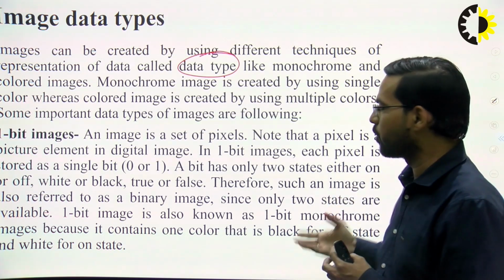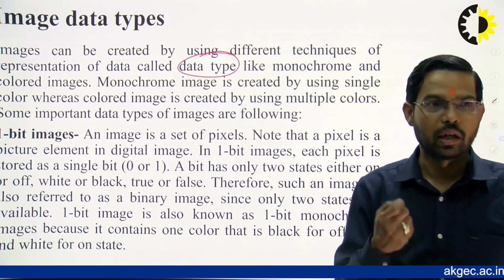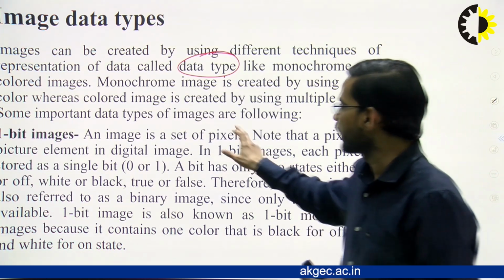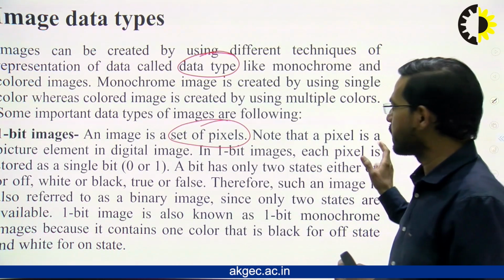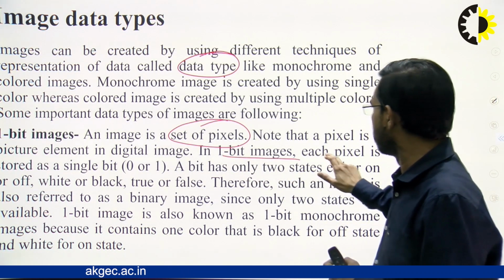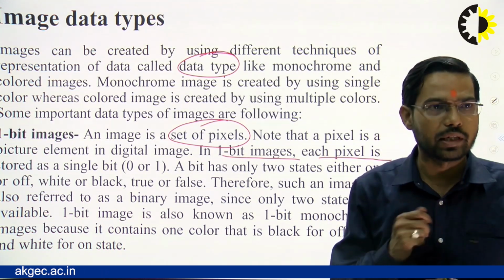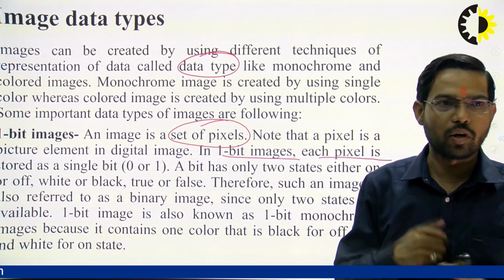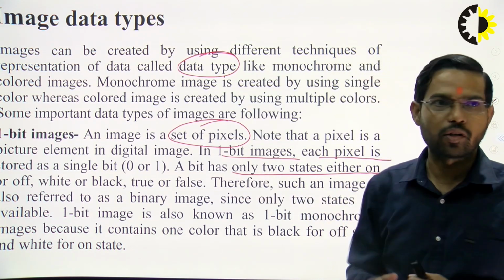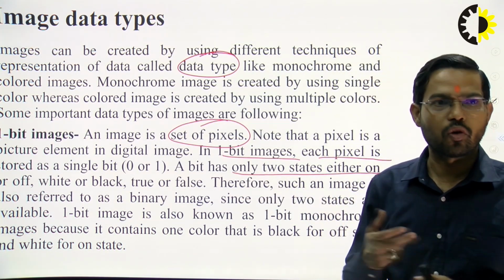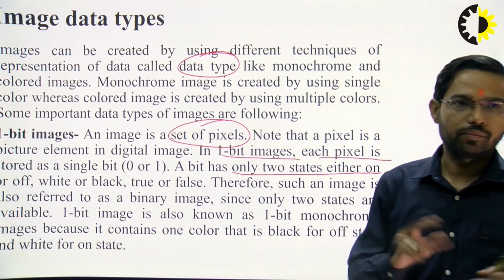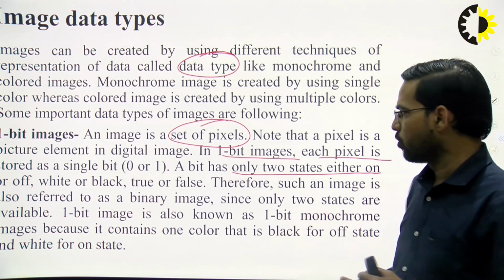The first one is the 1-bit image. There is only 1 bit, either 0 or 1. That is called the 1-bit image. Note that a pixel is a picture element in a digital image. In 1-bit images, each pixel is stored in a single bit, either 0 or 1. A bit has only two states: on or off, white or black, true or false.